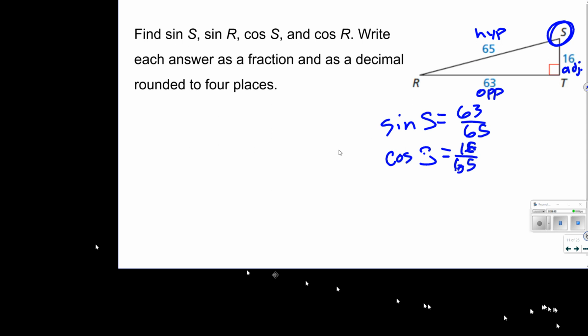Sorry, my board's being a little funny there. So 16 over 65. Okay, it also wants me to find the sine of R and the cosine of R. Let's find those two.